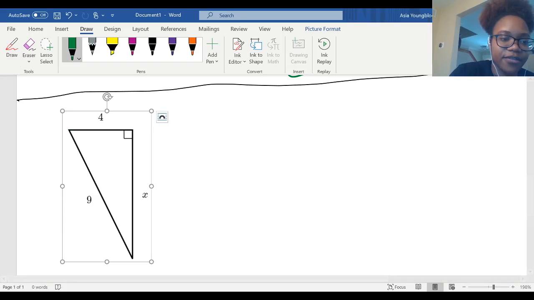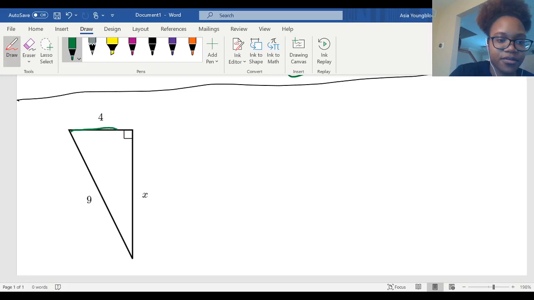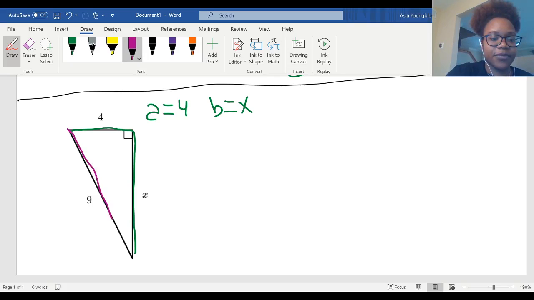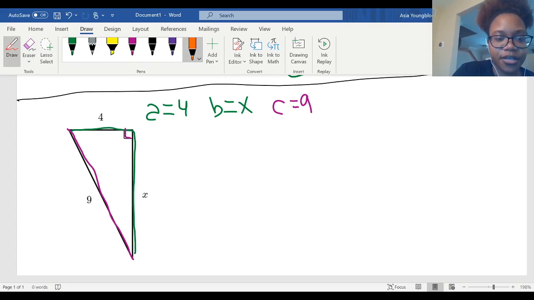This is our next problem. So again, we have this right triangle, and these are our two sides making the right angle. So these are our legs. So we have A equals 4, B equals x. Just keep in mind that these values can be switched. A and B don't necessarily have to be 4. I could have had A equals x and B equals 4, as long as A and B are the two sides making the right angle. So don't stress about that. And then lastly, C is going to be the side that is across from our right angle. So C is 9.